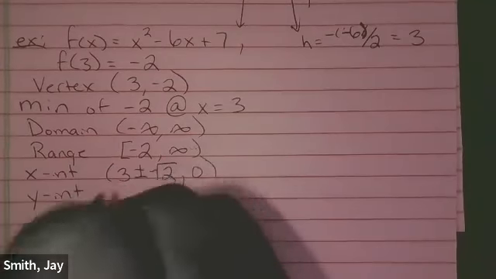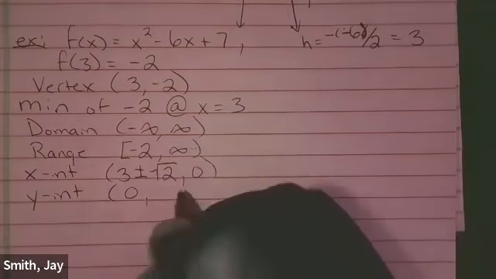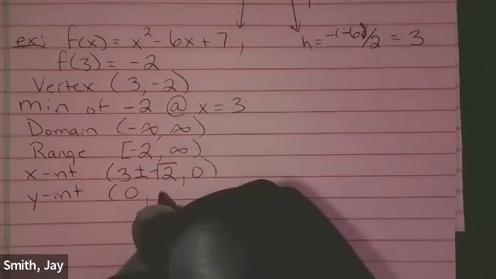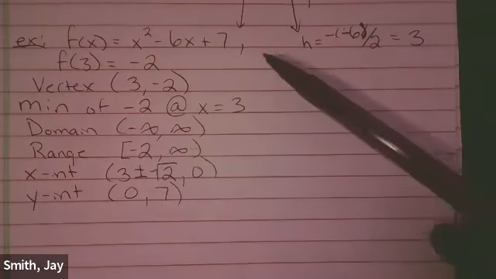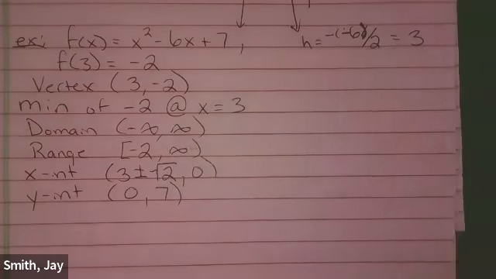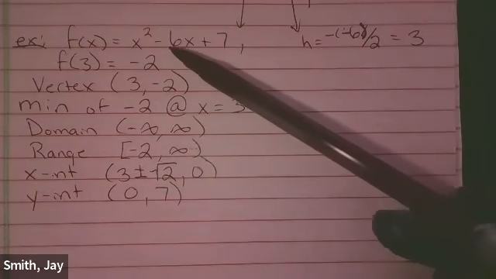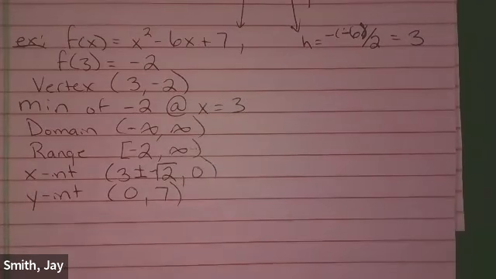What is our y-intercept going to be? 0, 7. And for our y-intercept, especially if they give it to us in general form, all we have to do is replace our x with 0. So we have 0 minus 0 plus 7. Our y-intercept is 0, 7.